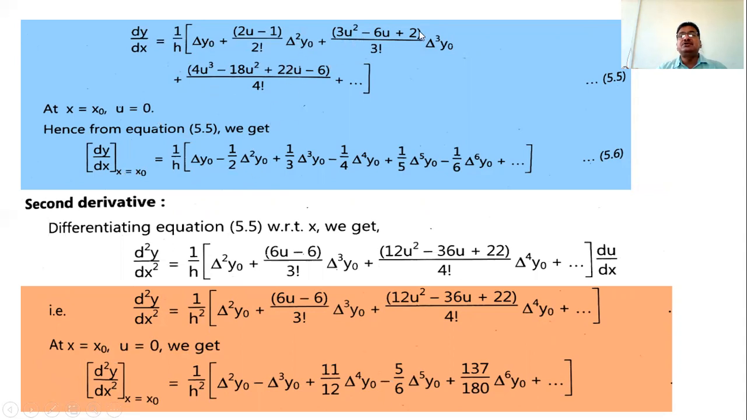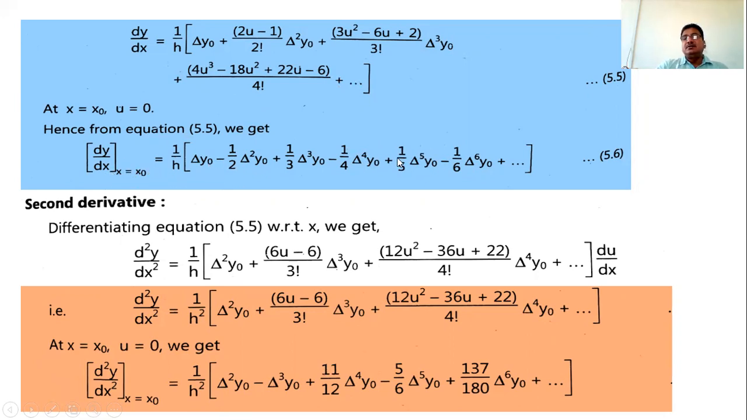Substituting u as 0, we get 2 by 6, since 3 factorial means 6. 2 by 6 is 1 by 3, so 1 by 3 delta cube y naught. Then we have minus 6 by 4 factorial, that is minus 1 by 4 delta raised to 4 y naught. And in this way, if you find further terms, the next term is plus 1 by 5 delta raised to 5 y naught minus 1 by 6 delta raised to 6 y naught. So this is the first order derivative of y at point x naught, at the first point.